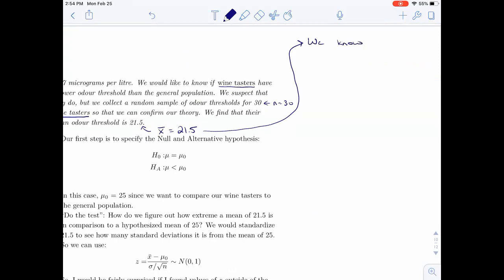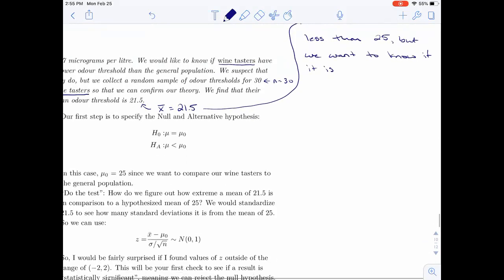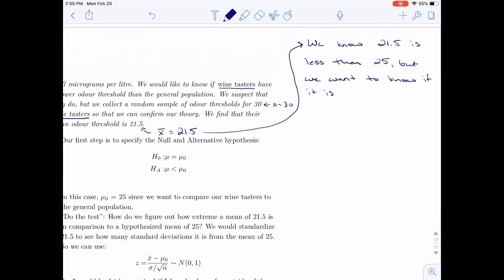We know 21.5 is less than 25. But what we want to know is if it is significantly less than 25.